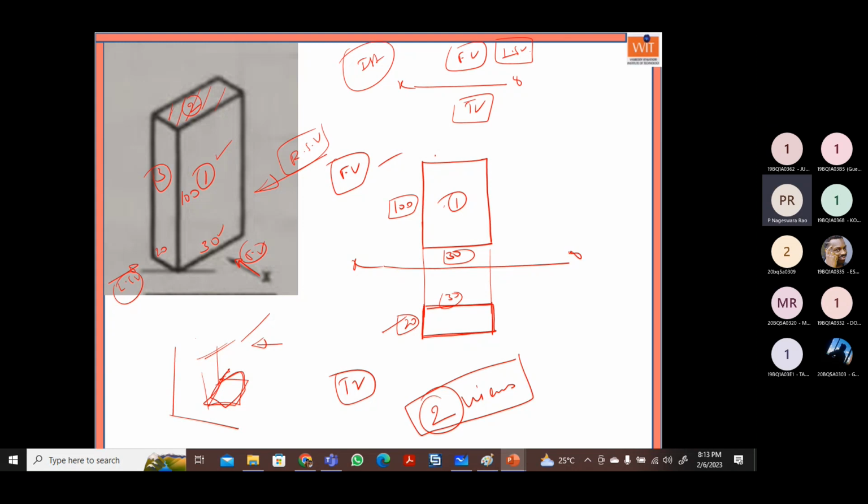we are deciding that to describe any solid block, we require a minimum number of views of 2. So similarly, now there is the left side view.